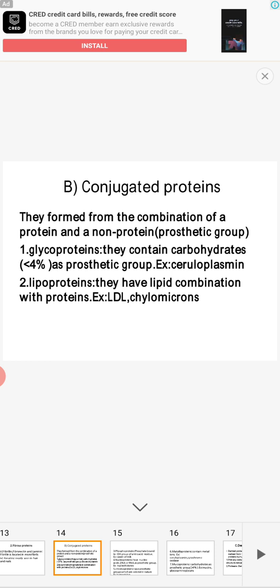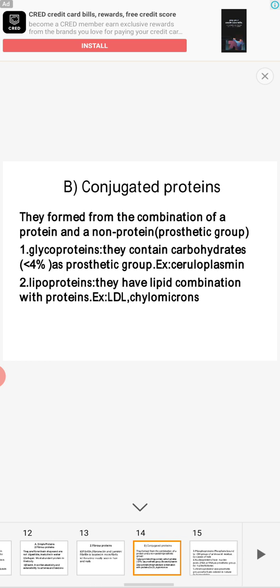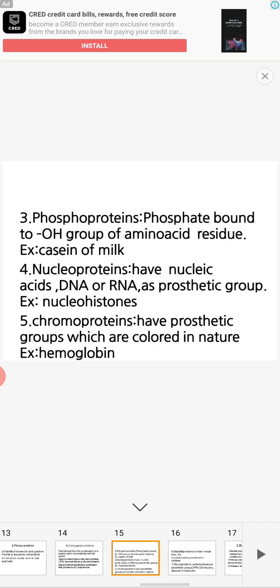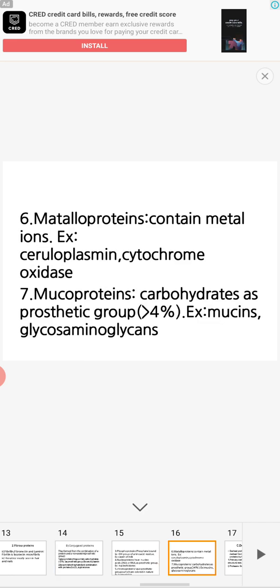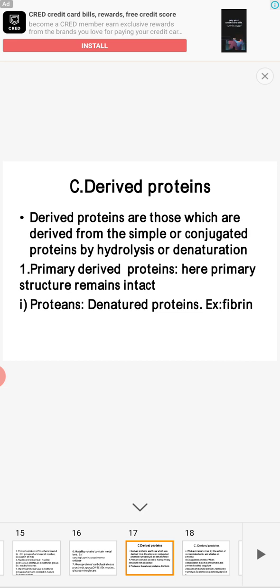So in conjugated protein, simple proteins are albumin, globulin and fibrous, which you have seen. Then under conjugated protein: glycoprotein, lipoprotein, phosphoprotein, nucleoprotein, chromoprotein, metalloprotein and mucoprotein. Next, derived proteins: simple, conjugated and derived. This is the third one. Derived proteins are those which are derived from simple or conjugated protein.